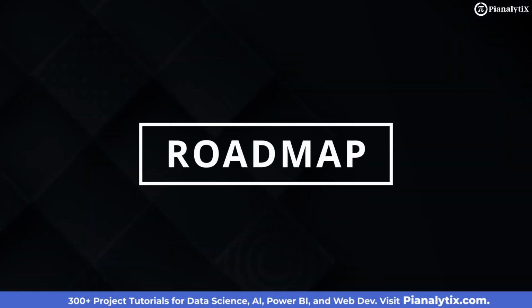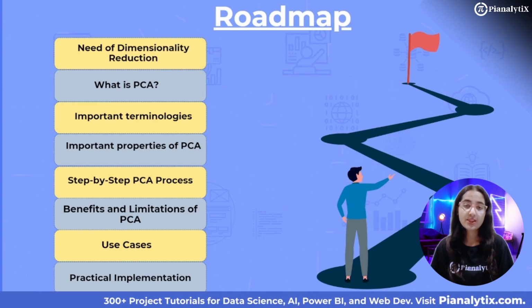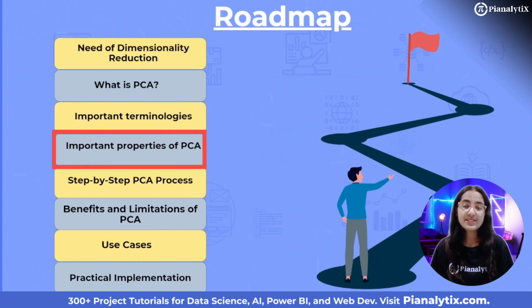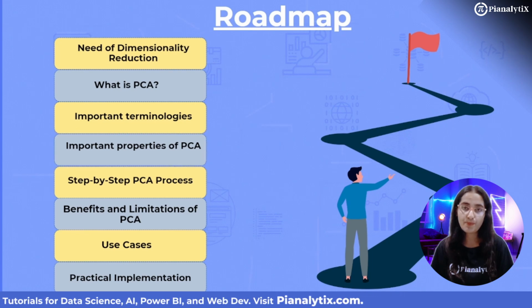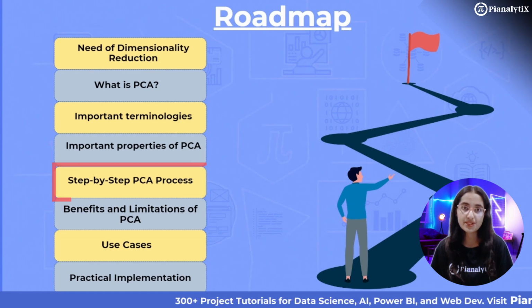Let's start with a quick roadmap of what we will be covering in this video to understand PCA fully. First, why do we need dimensionality reduction? Second, what is PCA? Third, important terminologies. Here we will go over some key terms like principal components, covariance matrix, and eigenvalues to get a solid foundation. Next, we will discuss PCA characteristics like a linear transformation, how it maximizes variance, and more. Fifth, step-by-step PCA process from standardizing data to transforming it into the principal component space.